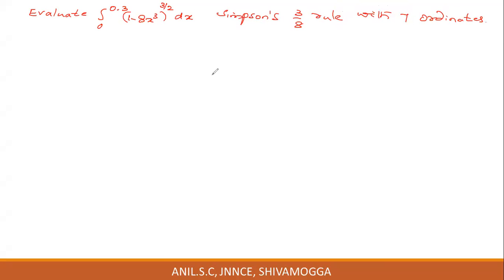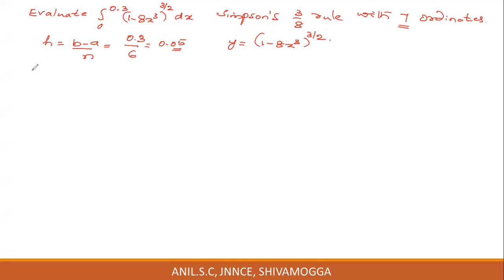And what is the value of n? 7 ordinates are there. Then what is n? n is equal to 6. First we calculate h, which is given by (b minus a) divided by n. Here b is 0.3, a is 0, n is 6. This is equal to 0.05. So h is equal to 0.05 and y is equal to f of x is equal to (1 minus 8x cube) whole power 3 by 2.